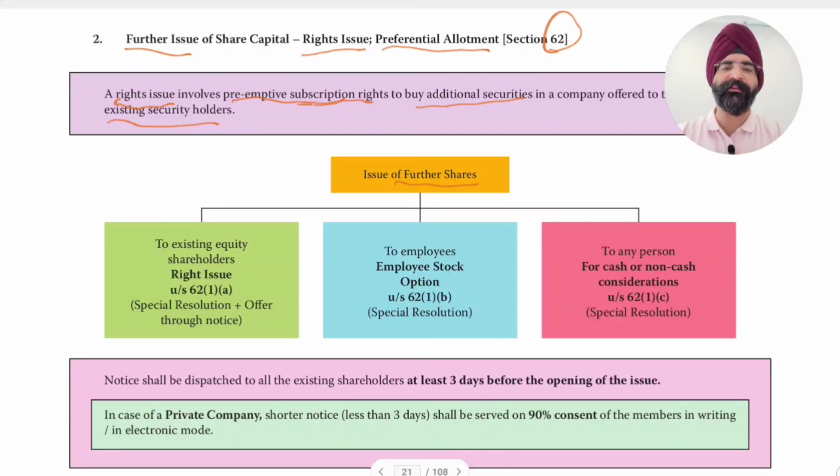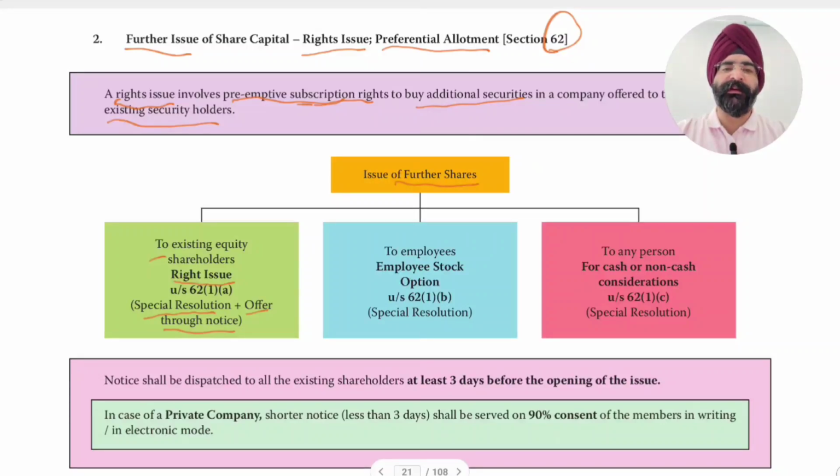Issue of further shares. Further shares can be issued to whom? They can be issued to existing equity shareholders. When it is issued to existing equity shareholders, it is termed a rights issue under section 62 subsection 1 subsection A. So how is a rights issue made? By passing a special resolution plus an offer through notice. Then the offer is made through notice that they can either accept or renounce in favor of some other person.